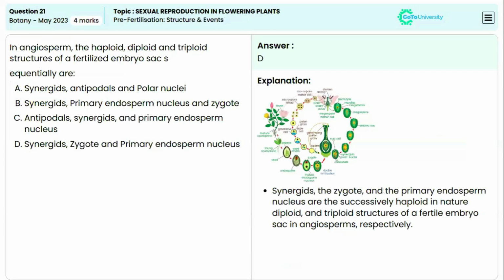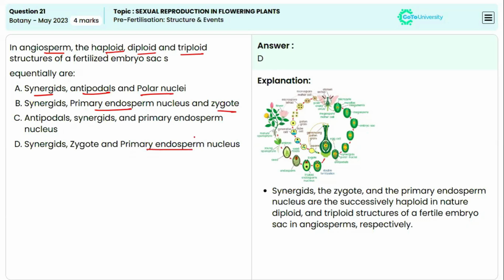Now, moving to the next question. It is a question from May 2023, Botany. And the question was, in angiosperms, the haploid, diploid, and triploid structures of a fertilized embryo sac eventually are dash. In the options, we have synergids, antipodals, polar nuclei. Then here we have the primary endosperm nucleus, the zygote, the primary endosperm nucleus as well.